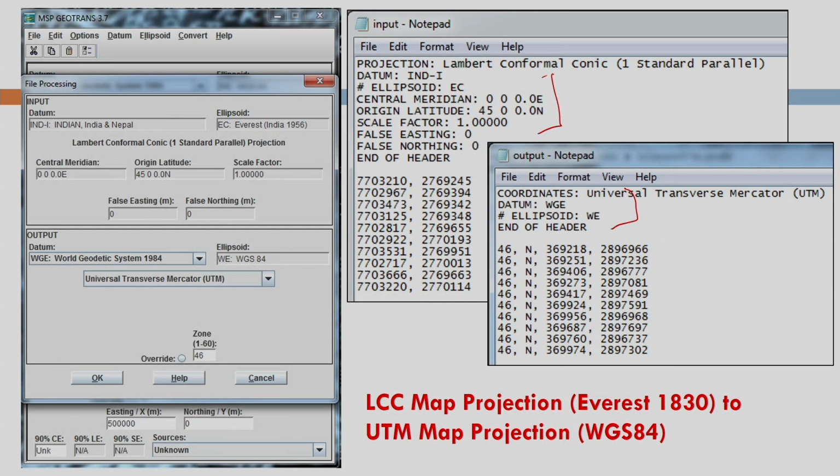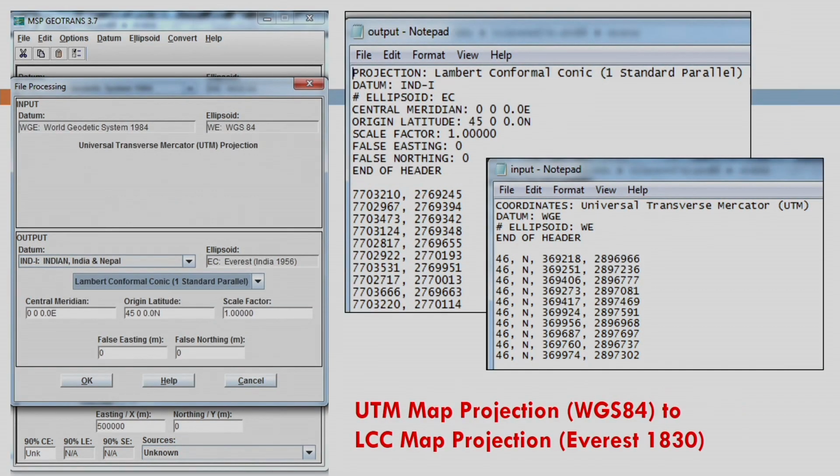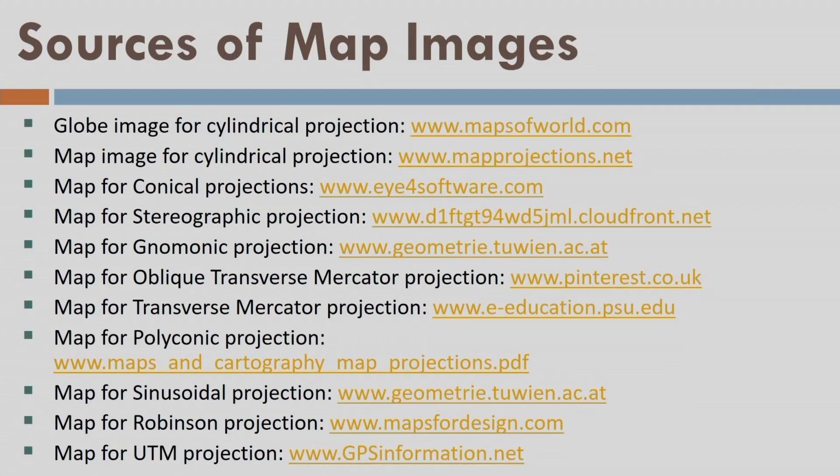Okay, and this is the interface on the left hand side that I am showing. Now it is a reverse one. That means I am using the UTM map projection for WGS84 in the input, and I am trying to convert the coordinates into the LCC map projection with the Everest ellipsoid. So these are the sources of the map.